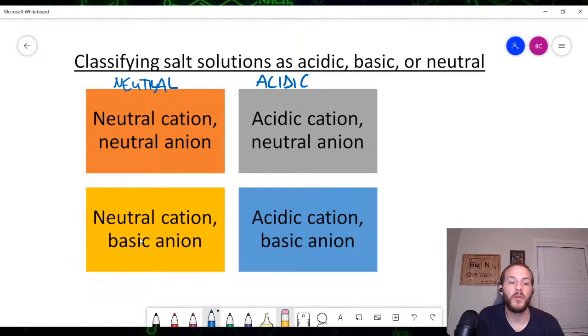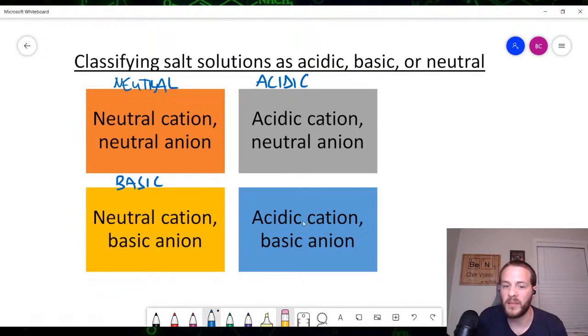Over here, if you have a neutral cation and a basic anion, well, your anion's acting as a base, but your cation's not doing anything. That means you're going to have a basic solution, right? Yes, that's right.